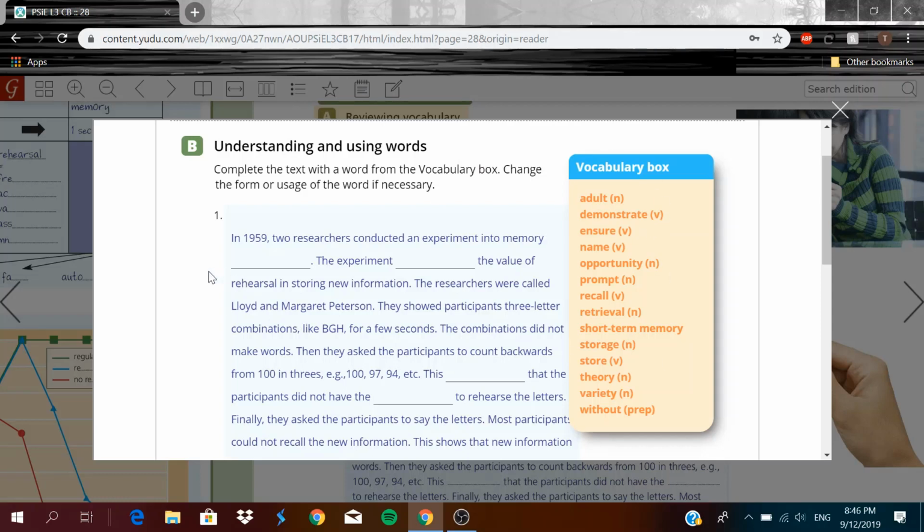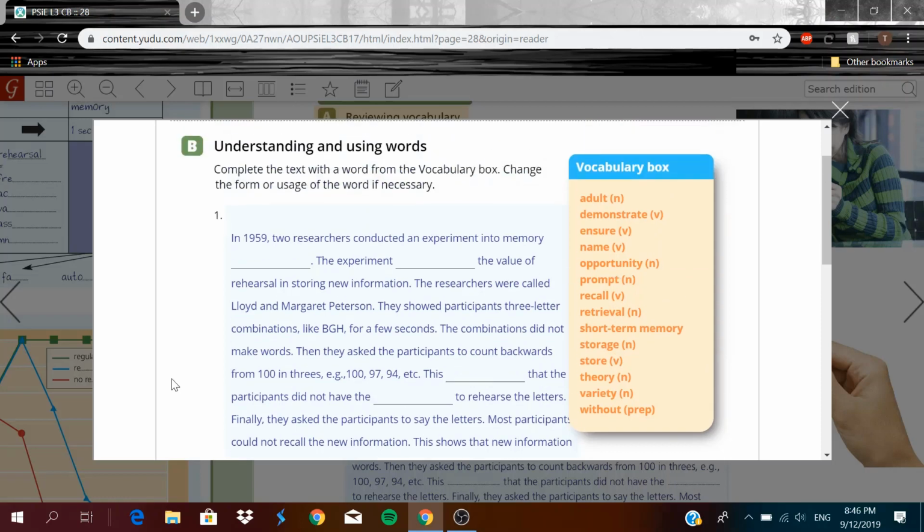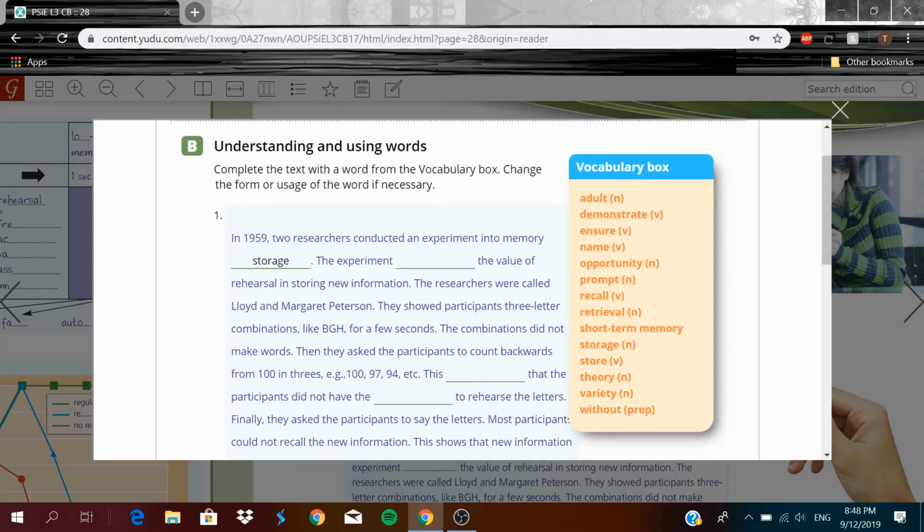Now let's go to text number one. I'm gonna read it and then I'll just write the correct words as we go from the vocab box. So we have, in 1959, two researchers conducted an experiment into memory. What do you guys think? We'll say memory, right? Into memory storage. Okay, I just said memory twice. That's my bad. So storage, let me write that down. Okay, so in 1959, two researchers conducted an experiment into memory storage.